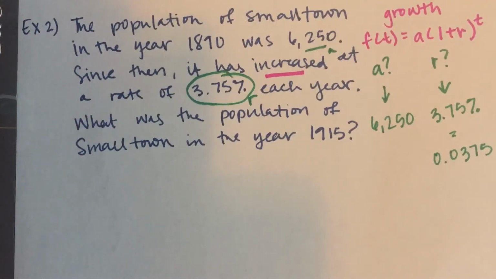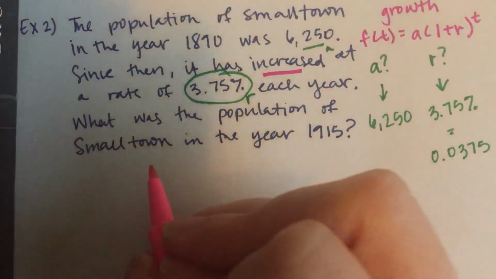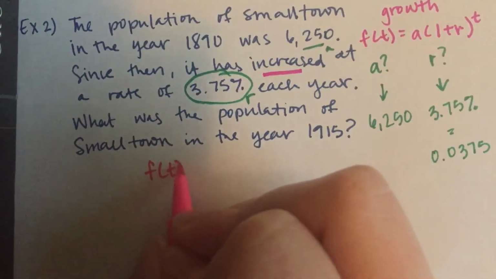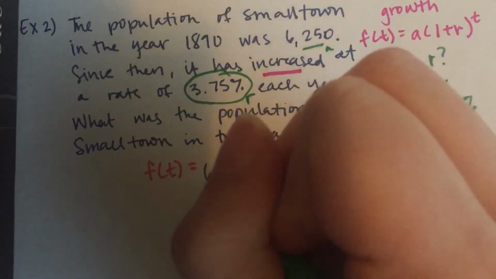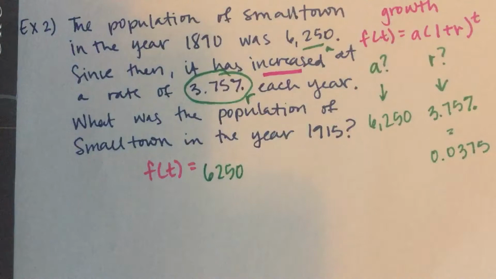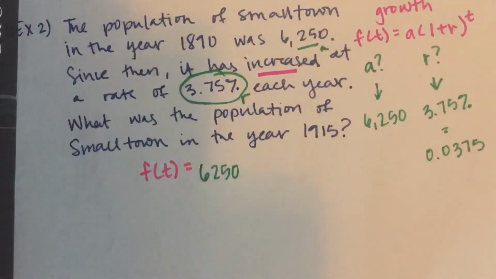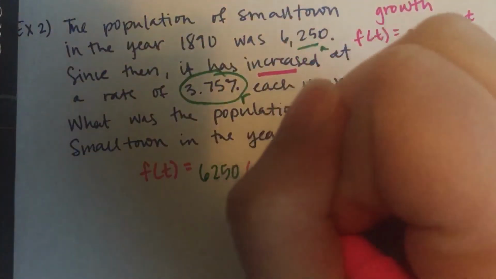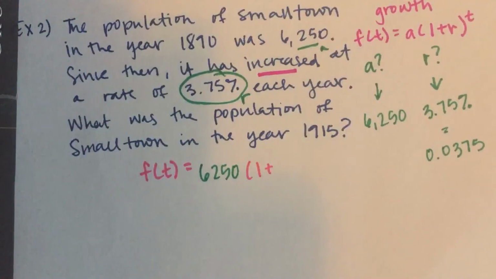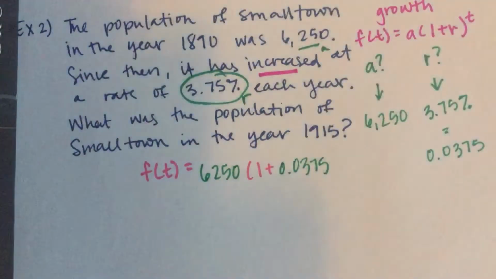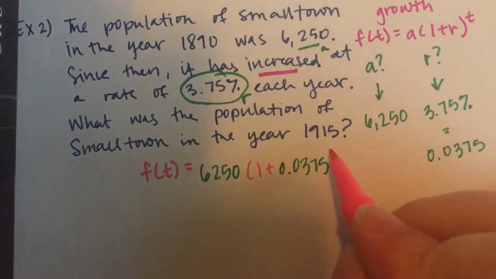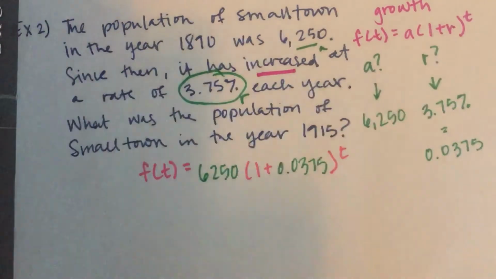So now that we have our A and our R values, we can do a little bit of plugging in. So f of t is going to be equal to our initial value of 6,250 times 1 plus, this time instead of minus, because we're growing, 1 plus our rate of 0.0375. And then this is going to be to the power of t.